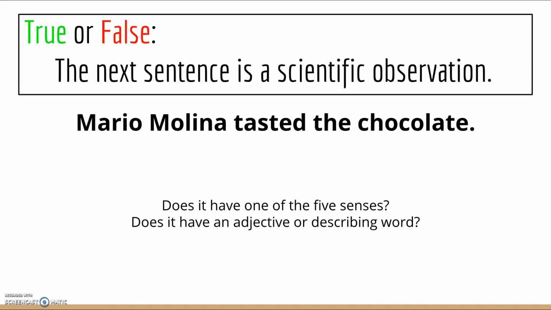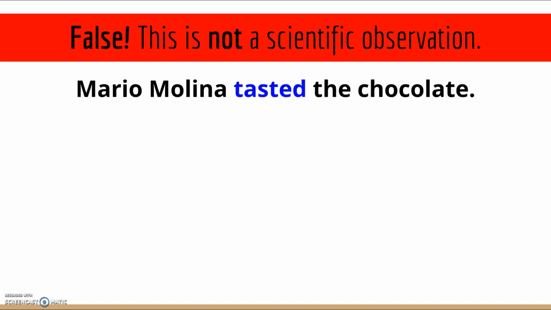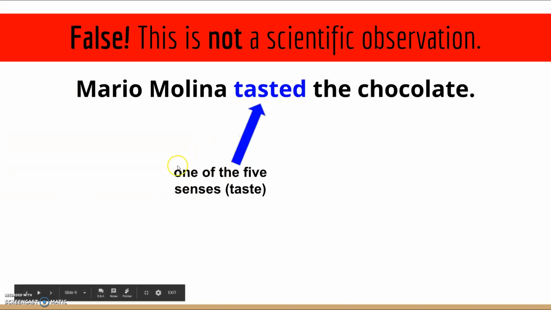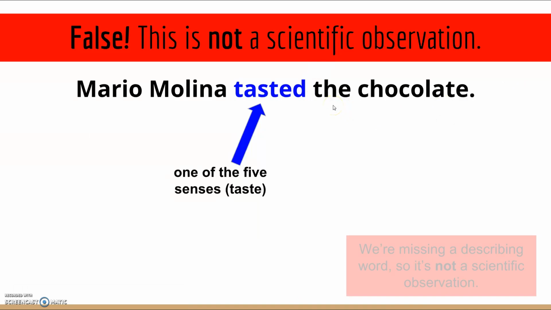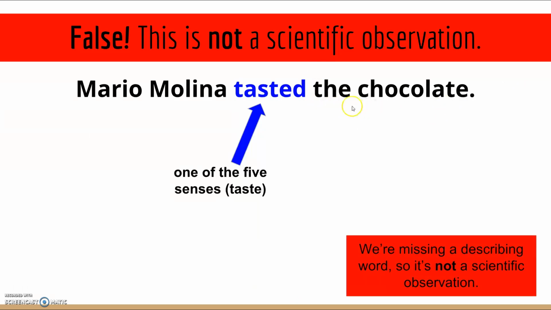Okay, hopefully you have an answer. And false. This is not a scientific observation. Mario Molina tasted the chocolate. We have one of the 5 senses, tasted the chocolate. But where is the describing word? We don't have a describing word describing how the chocolate tasted. So since we're missing a describing word, it's not a scientific observation.